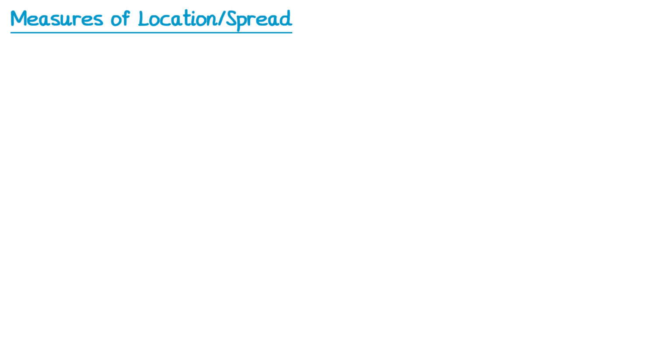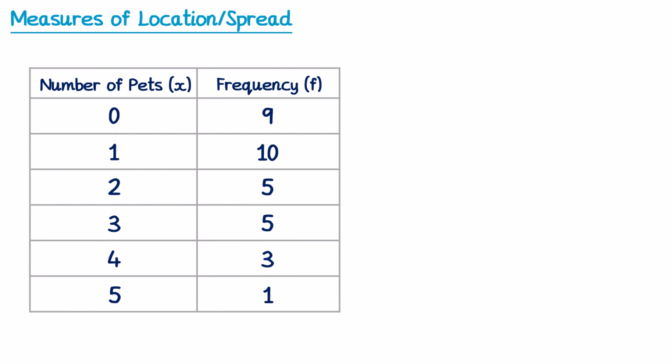You also need to be able to work out the measures of location if the data is presented in a frequency table like this one here. So this one shows the number of pets along with the frequencies. To do this, we're going to work out the position of each of the quartiles and the median in the same way we did before.